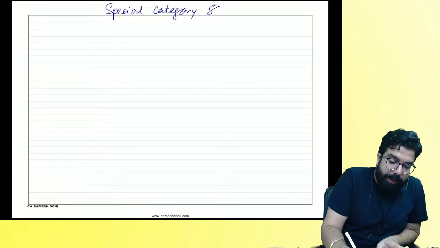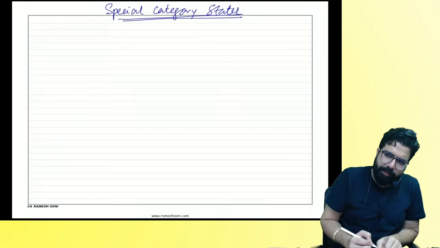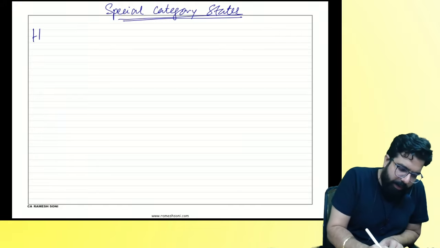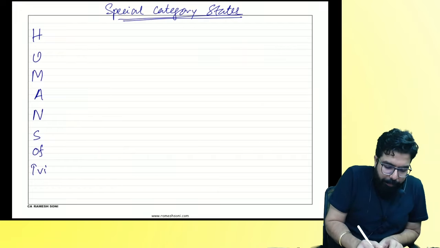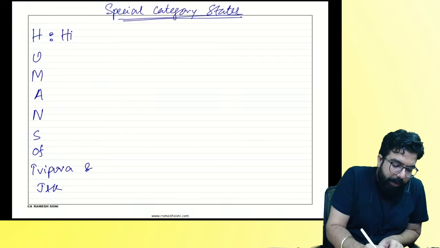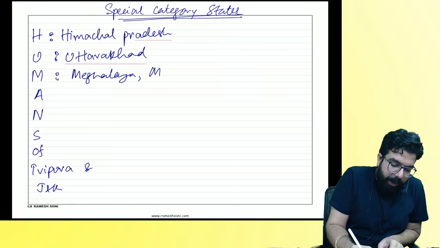Now, special category states. People, but tell me one thing. Those people who live in special category states, are they not humans? Yes or no? Yes, sir. They are also humans. So, you have to remember humans of Tripura and Jammu and Kashmir. H for Himachal Pradesh. U for Uttarakhand. M for Meghalaya, Manipur, Mizoram.